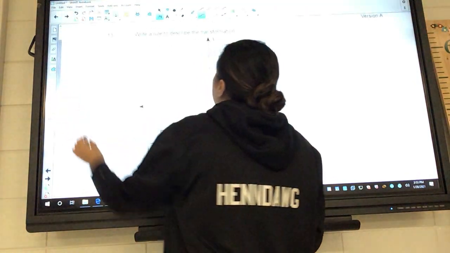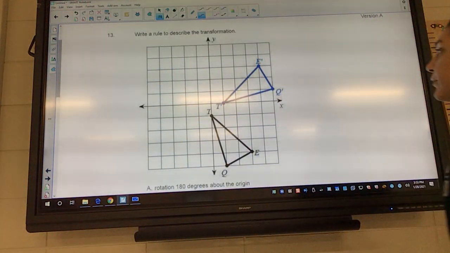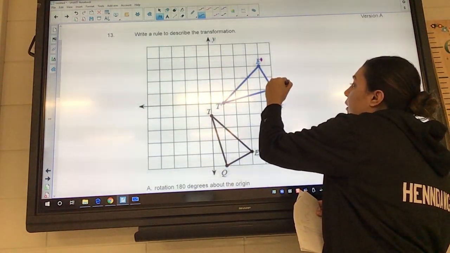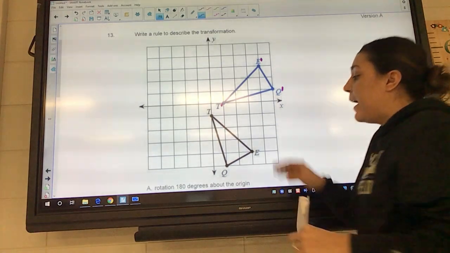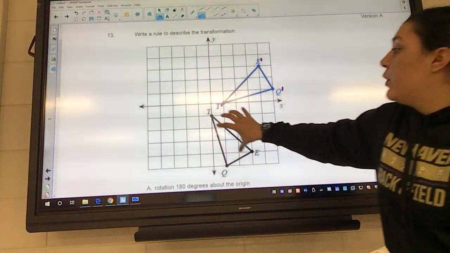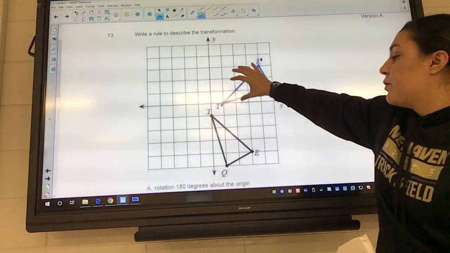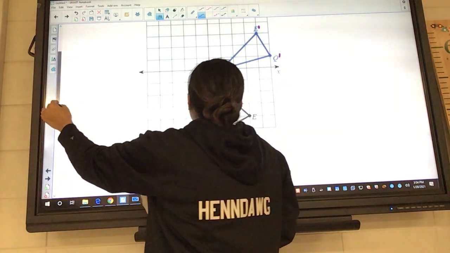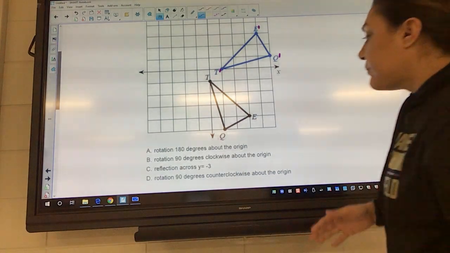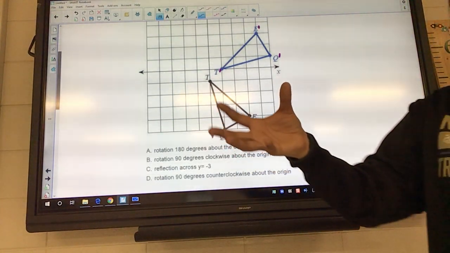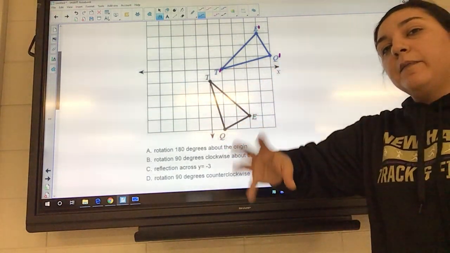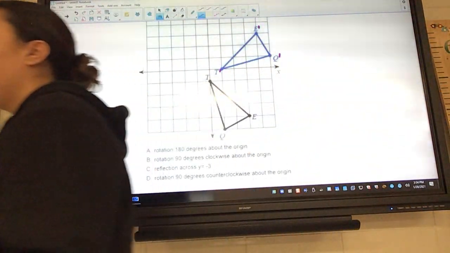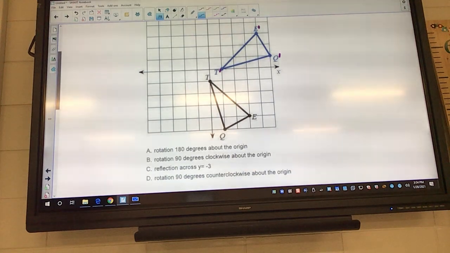Okay, 13 says, write a rule to describe the transformation. So you see how this T has a little tick mark? That means that is the transformation. So we started from here, and then all of a sudden my picture's up here. I want you to look at it for a second and see what happened, okay? There are rotations. If we rotate something, especially those of you thinking about going into trades, you should definitely know what rotating is.